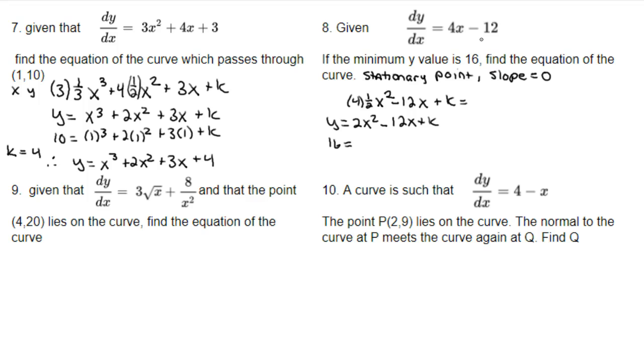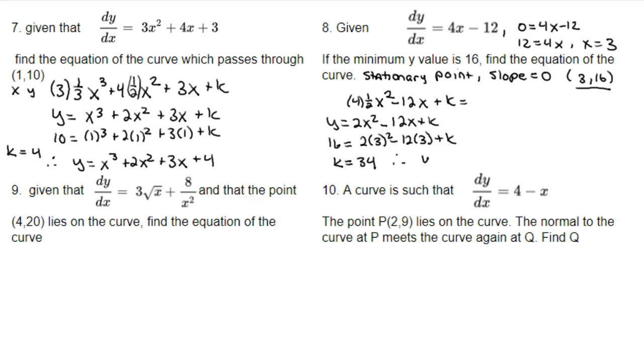Now the thing is, I need a point to plug in here, and I have a y. They tell me it's 16, but I need to know what the x is. Well, because it's a stationary point, I know the derivative has got to equal 0 at the stationary point, and so I can find out that the x is 3. And see, then all I've got to do is substitute that in, find out my k is 34, and then plug that back into my original, and I get 2x squared minus 12x plus 34.